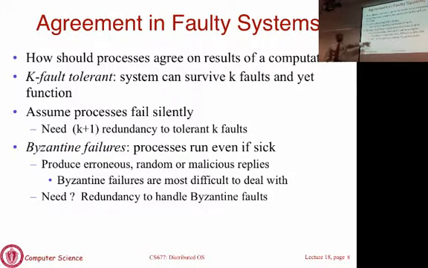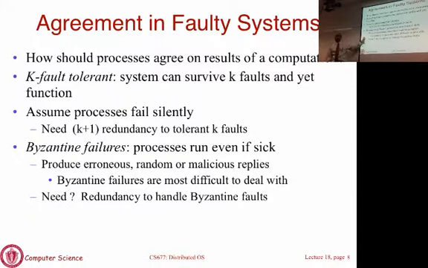Now, having said that, most real systems are only designed to deal with crash failures, because this happens to be too expensive. I put a question mark on how much redundancy you need. We will see that you need 3 times the number of replicas than you need here. Instead of K plus 1, we'll need 3K plus 1. So to have one replica work, you need 4. That's a 4x increase in your cost. That's a very high price to pay to deal with Byzantine faults. If you want to deal with it, that's what you will have to do.